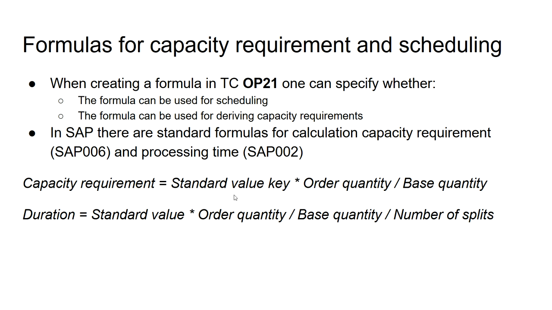Duration is calculated by standard value times order quantity divided by base quantity divided by the number of splits. So here it's important to note that this parameter, number of splits, has quite some impact on the duration of your operations. However, as you can see, the number of splits does not impact the capacity requirement itself. It is a parameter that does not turn up in the capacity requirement calculation.